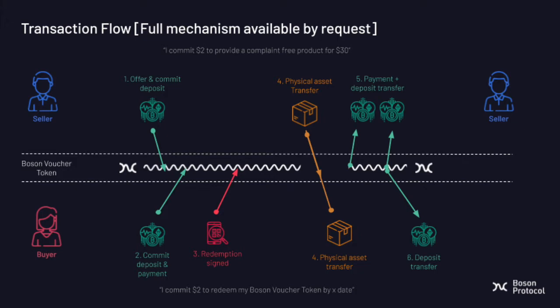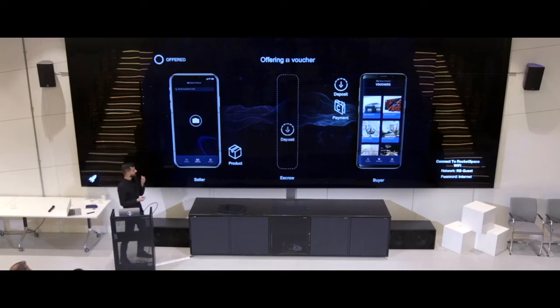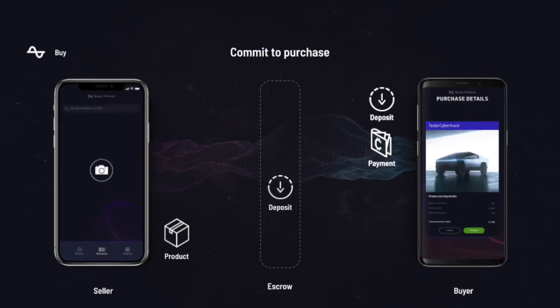The first step is the seller offering a product as a tokenized voucher by submitting it on blockchain through his backend system that's not shown here. In our case, the seller will make an offer for a Tesla Cybertruck. A voucher that is offered implies that the seller's deposit is moved to the escrow so that we assure the delivery of it. The buyer sees the voucher in the market and decides to purchase it.